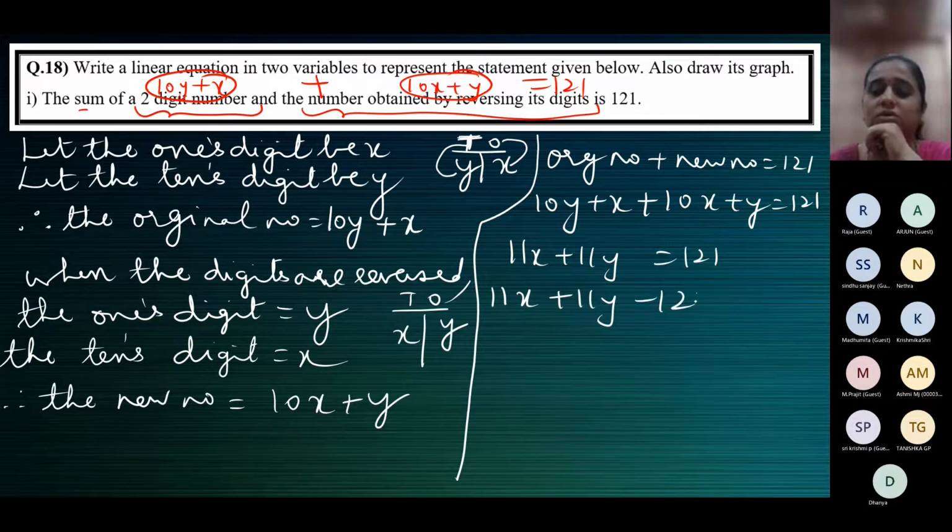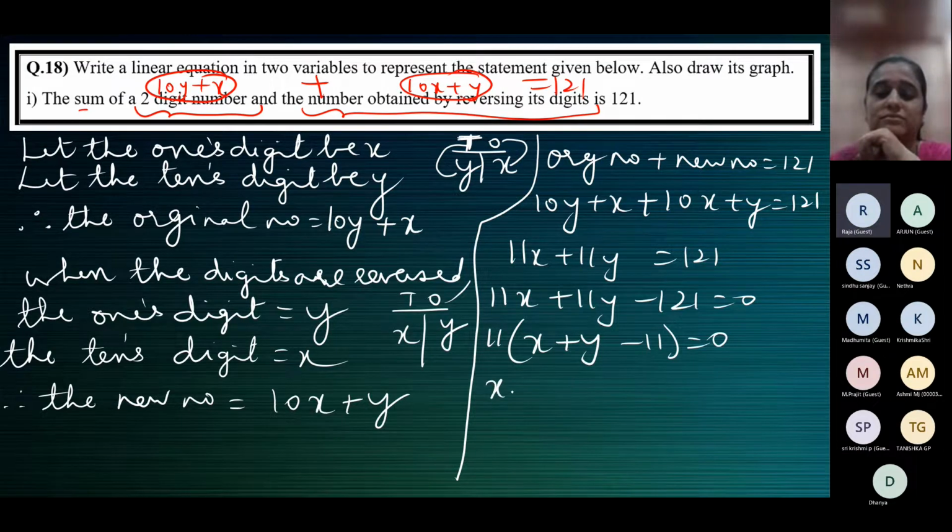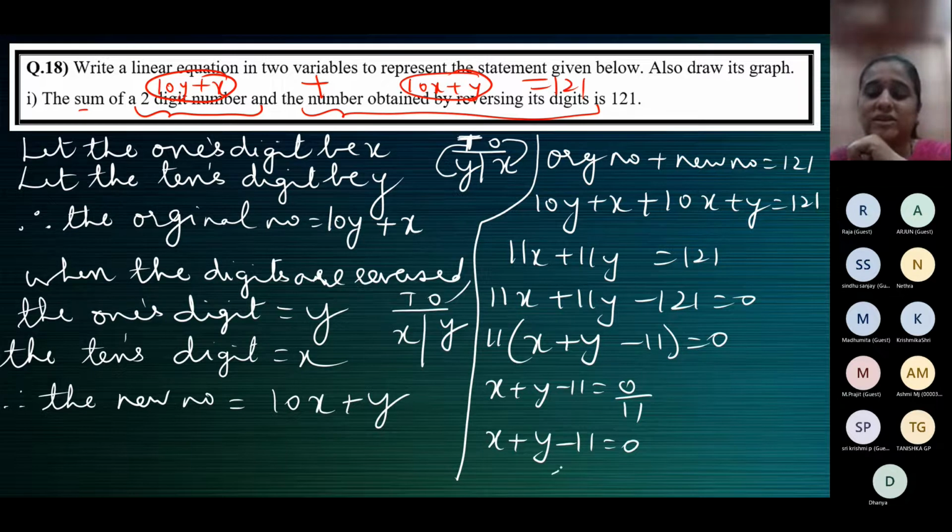Very good. Okay, next. If we take 11 as common, 11 into x plus y minus 11 equal to 0. Next. X plus y minus 11 equal to 0 by 11, which is equal to 0. Very good, Raja. So this is the required equation.